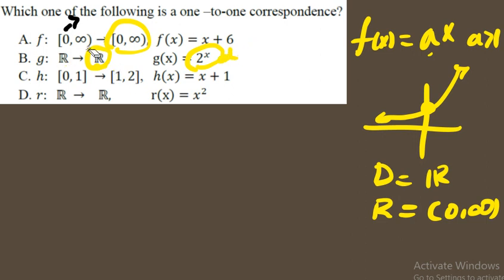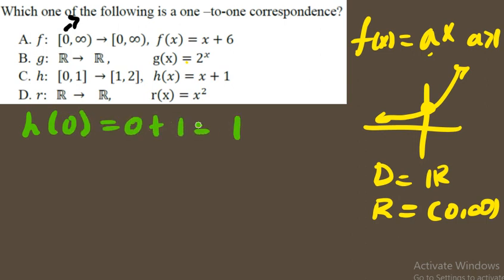What about the last one? The last one, D, let us check. Now, it's linear, 1 to 1 already. What about ontoness? Let us check. Take the minimum input, 0. h of 0, because the function is h. So when you say h of 0, it means 0 plus 1, which is 1. This is the minimum output.